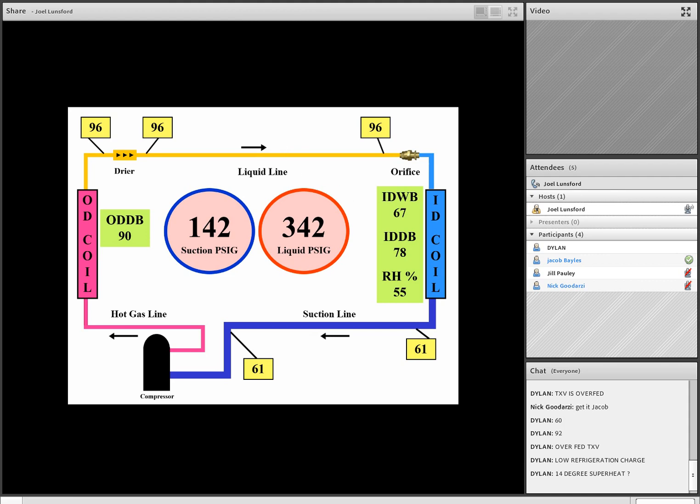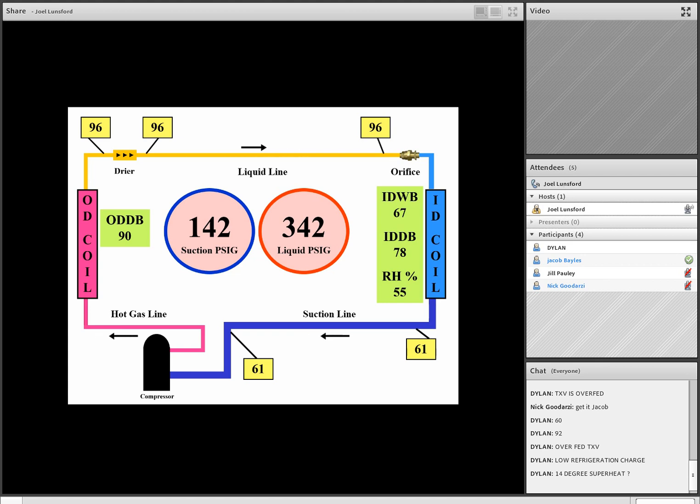About 13 or 14. That's close enough. So now let's find out what our superheat actually is compared to what it should be. We have 142 pounds of suction pressure. What's our pressure temperature conversion for 410A at 142 pounds? About 50. Okay, about 50. Good. And we see that we've got 61 degrees of suction line temperature. So our superheat level is about 10 to 11 degrees of superheat.